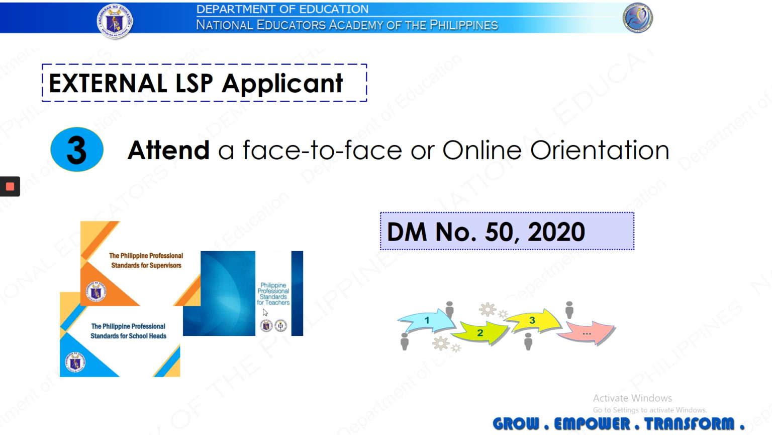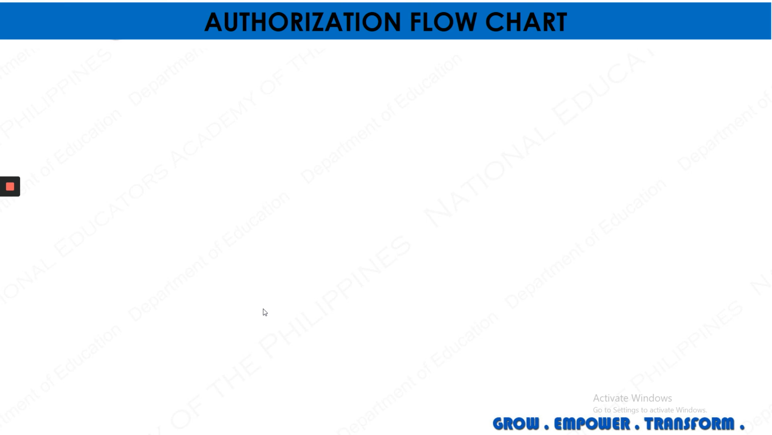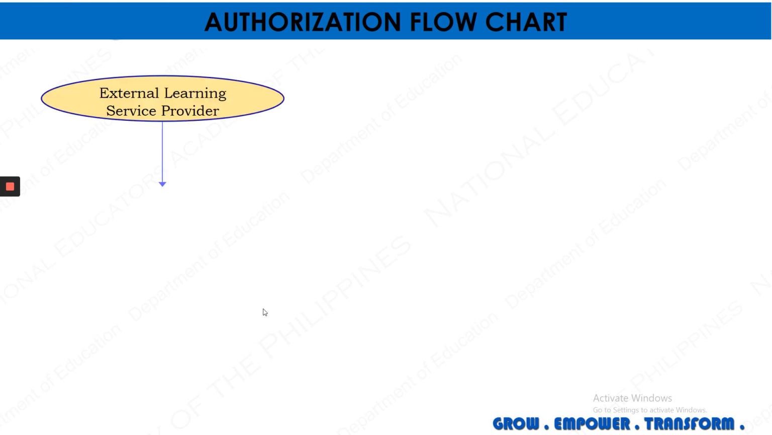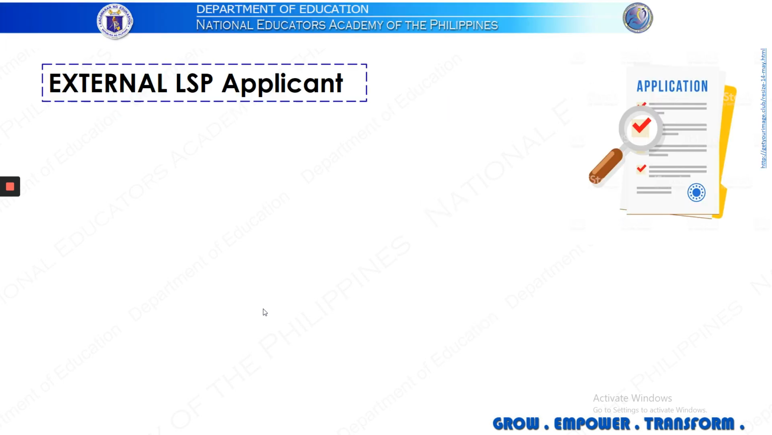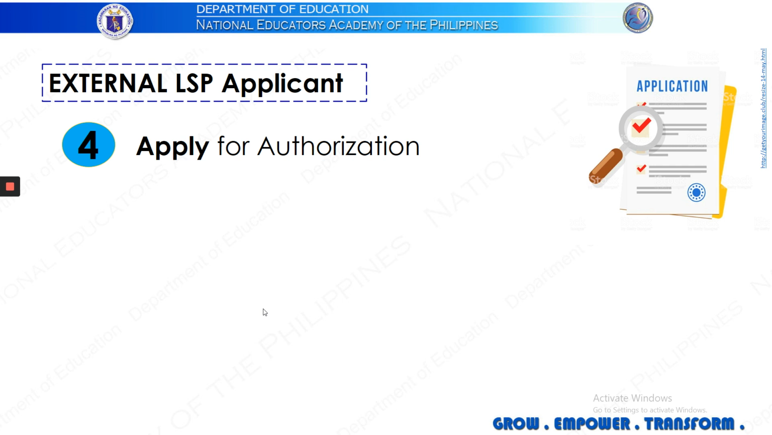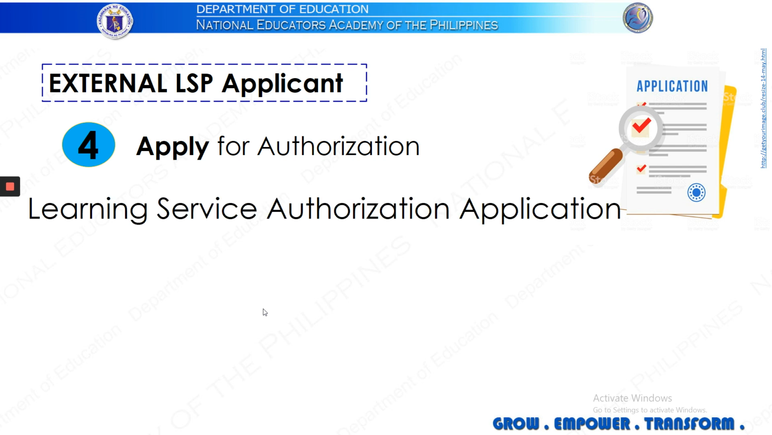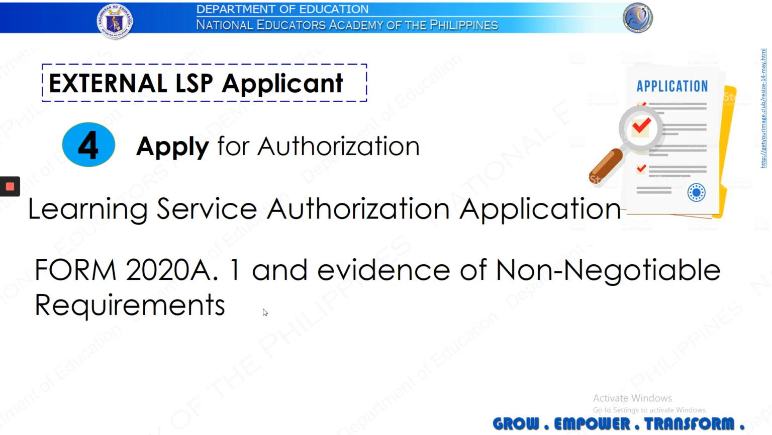Here, I'll introduce the authorization flow chart. The external learning service provider starts here, and there are three things that they need to know. In this circle are the internal processes or steps that they should do. After attending the orientation, they could apply for authorization, and they will accomplish the learning service provider authorization application form, or what we call Form 2020A.1.